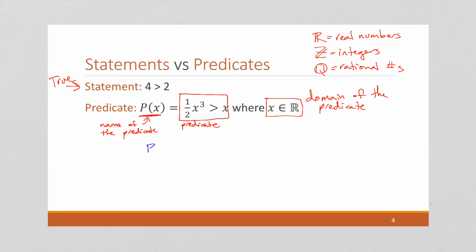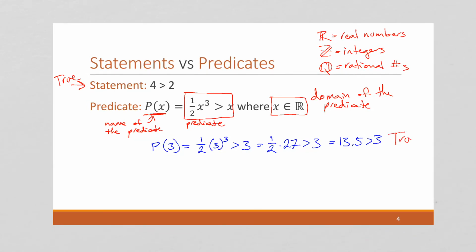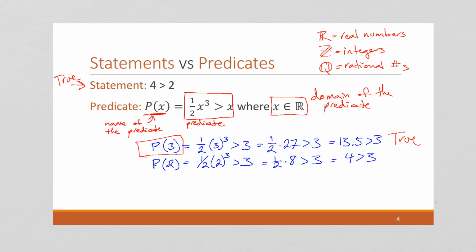What is P of 3? Is it true or false? Well, let's work it out. P of 3 is going to be 1/2 3 cubed is greater than 3. 3 cubed is 27. Well, this works out to is 13.5 greater than 3. Yes, it is. So this predicate value, P of 3, is true. Let's do another one. Remember, we can substitute any real number in. I'm choosing integers just because they're easier to do the math, but we could put any real number in. I'm going to do 2. So we have 1/2 2 cubed is greater than 3. This is 1/2 times 8 is greater than 3, which is 4 is greater than 3. Is that true? Yes. This is another true predicate.